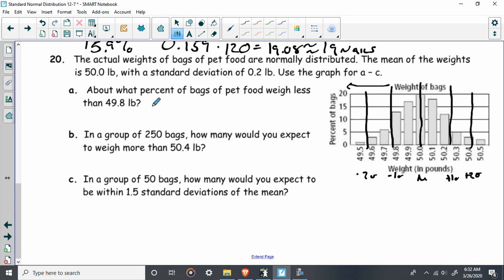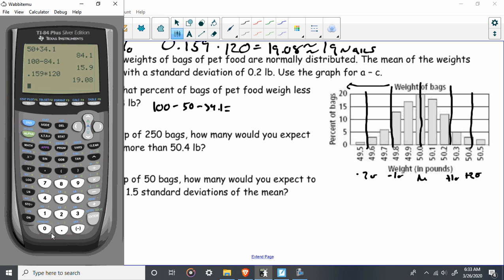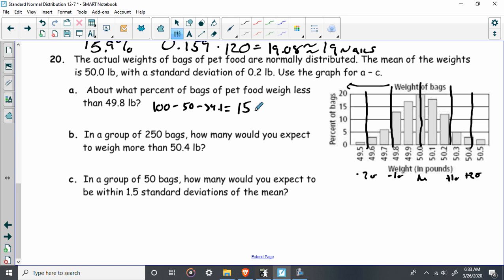so if we want to know what's less than that, we're going to say, well, 100% is the whole thing, minus the 50% that was 1 standard deviation bigger, minus the 34.1%. I'm sorry, this was the entire right-hand side, right? This whole area over here, all the ones that were bigger, minus the 34.1% that was 1 standard deviation smaller. And that would give us whatever is remaining over here. So again, what's 100 minus 50 minus 34.1? Again, same thing we've been saying, it is 15.9. So about 15.9% should weigh less than 49.8 pounds.